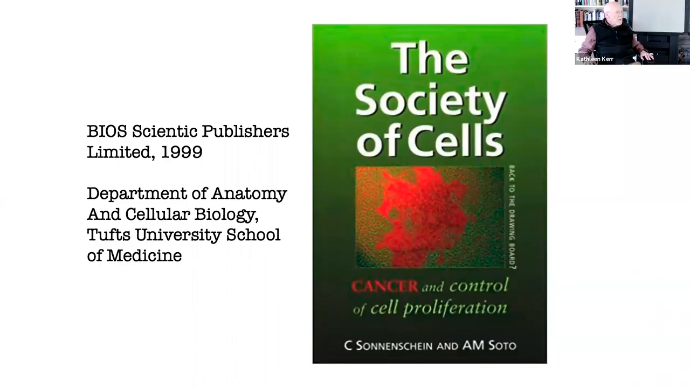So now I'm going to shift over in the latter part of this section of the two talks to lessons from cancer research. And some of you've seen me present this before, but I'm going to just summarize it to try to give a better sense of carryover from what I've been describing earlier to what's going on now in cancer research. Next one. So some will remember I ran across this book kind of by accident. I forget now how I got to it, but it's a book called The Society of Cells, Cancer and the Control of Cell Proliferation. And that's edited by two folks down at Tufts, Carlos Sonnenschein, and Anne-Marie Soto.